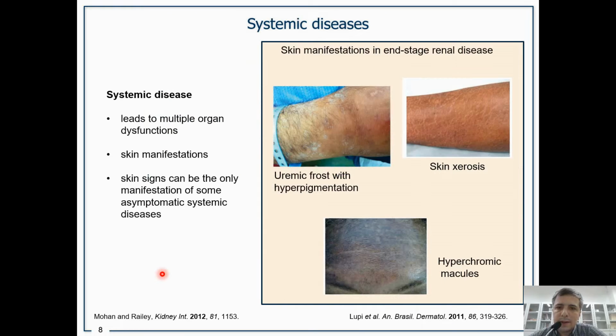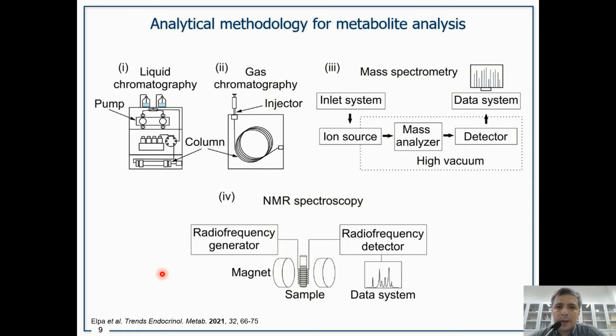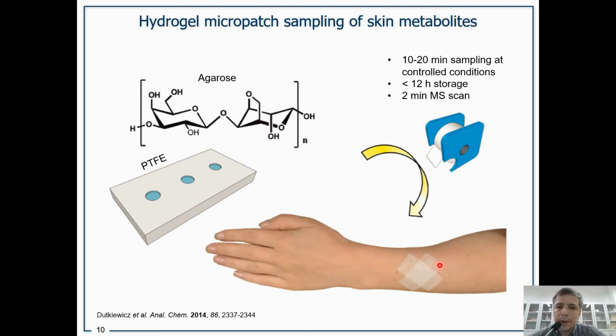And also there are some systemic diseases that have skin manifestations. So there is interest in detecting skin metabolites which can help to diagnose diseases or to monitor the progression of the diseases. And the main analytical methods used for skin metabolomics encompass liquid chromatography, gas chromatography, mass spectrometry, and NMR spectroscopy.